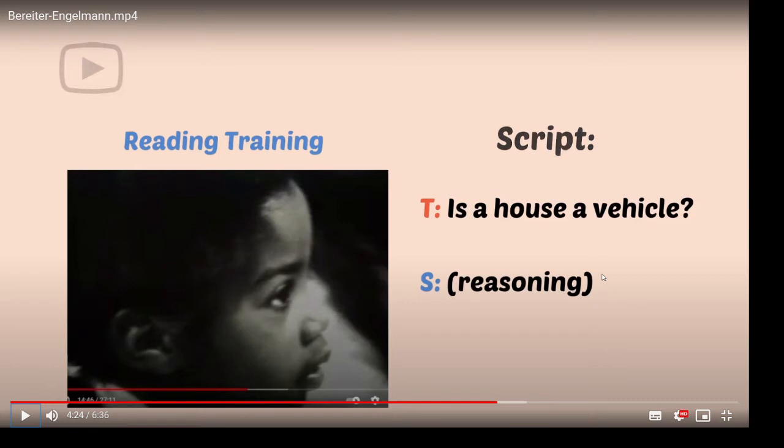And they have reasons why a house is not a vehicle. It's so cute lang. And here we can see na the students, the children, not only talk in the class but also improve their thinking.